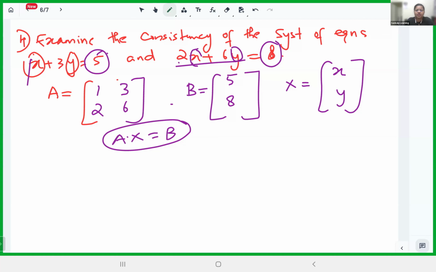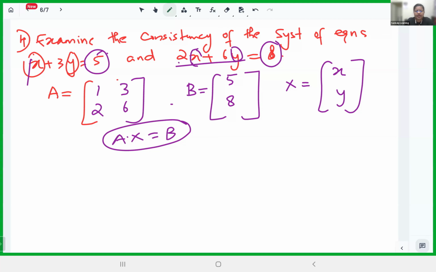Okay, it will have infinitely many solutions. So these were the three conditions for a system to be consistent. So what can we say? If determinant A is not equal to 0, then definitely it is consistent and it has only one solution. It is a unique solution.